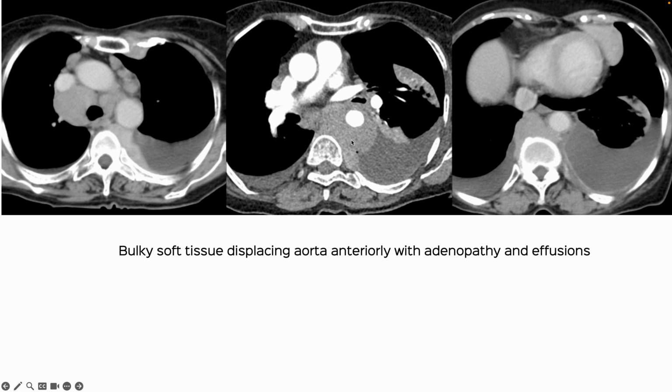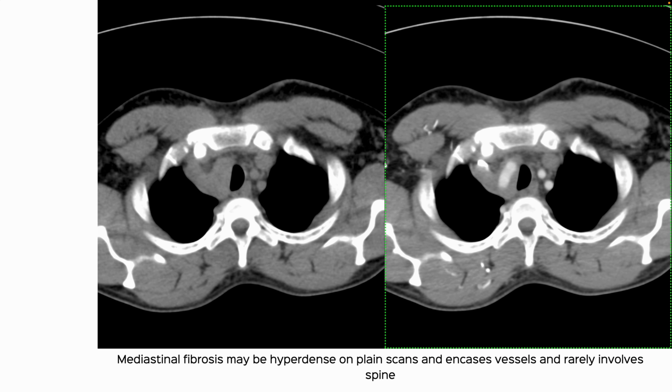Lymphoma can pretty much look the same as well. So here you see this abnormal soft tissue. It's encasing and displacing the aorta anteriorly, but there are associated lymph nodes, pleural effusion, etc. And you can see this abnormal tissue perivertebral on both sides of the vertebral body.